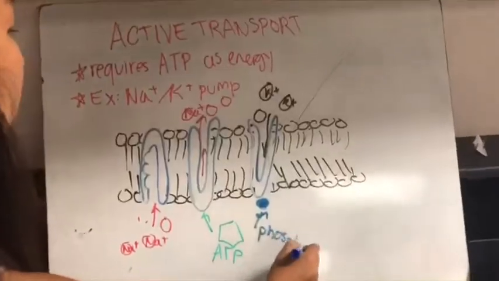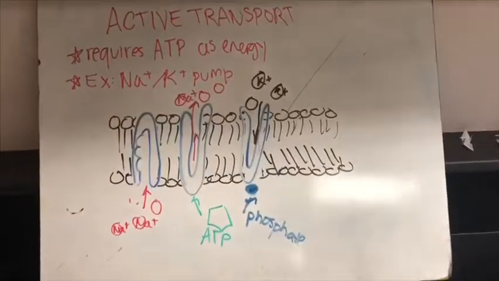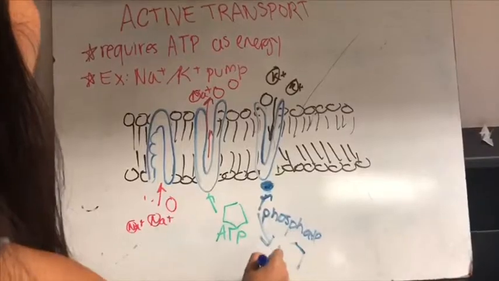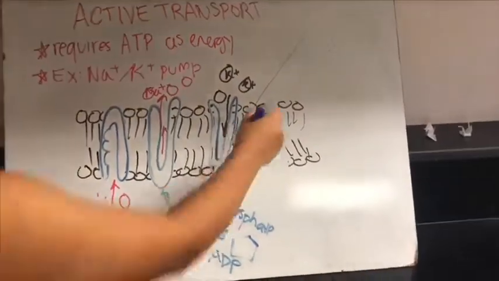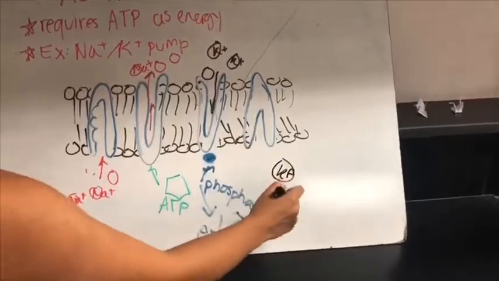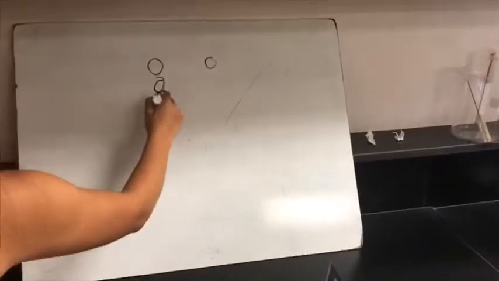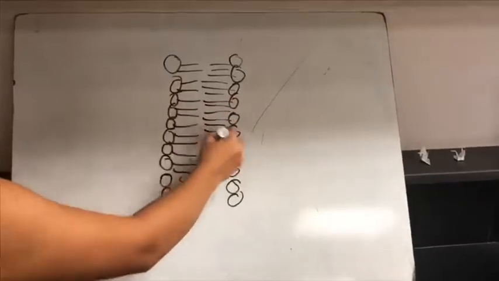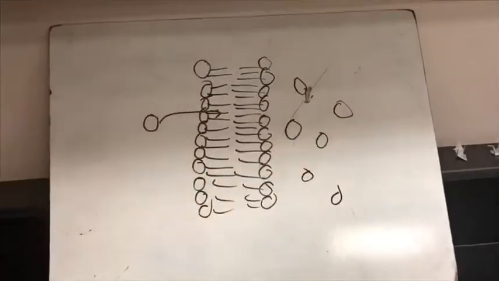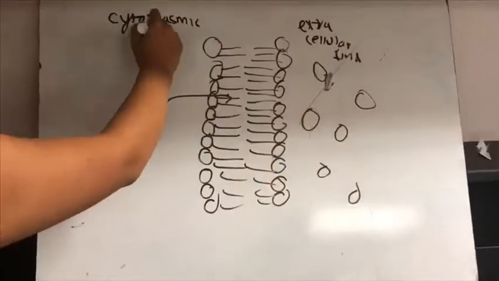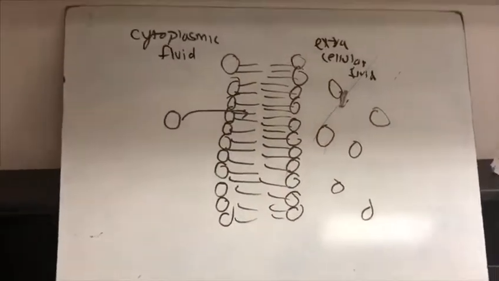and the phosphate group will be removed. So the loss of the phosphate group will cause the pump to, after releasing the potassium ions to the inside of the cell, obviously, the pump will change shape back into its original affinity for sodium, and the cycle will repeat. Larger molecules usually require ATP to transfer through the membrane because they are large, so they usually can't pass through easily.